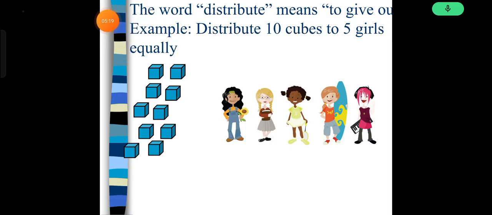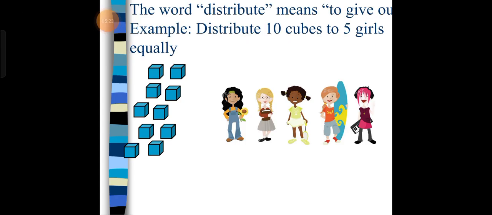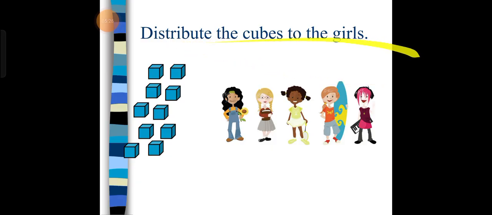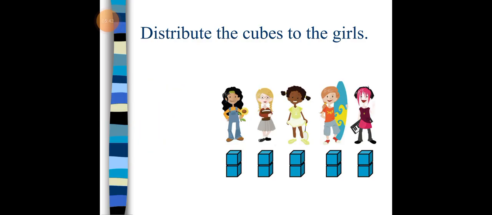So for dealing with this type of problem, we need to distribute the cubes to the girls. For that, we have 10 cubes. We are going to give two to each, because 10 divided by 5 gives us 2. So we give two cubes to each girl. This is basically what we are going to do in the end.